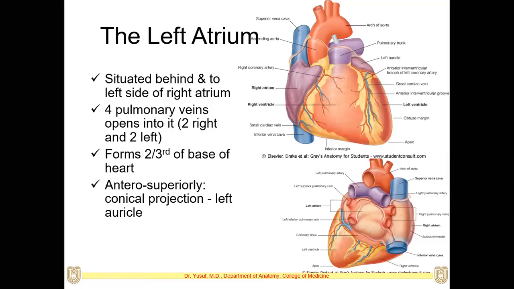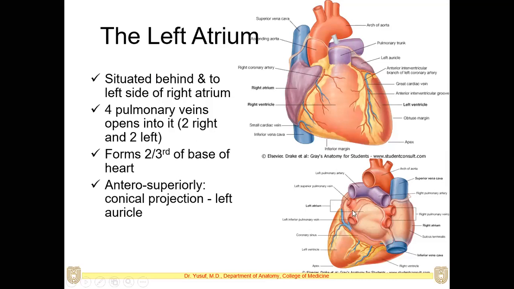Now coming to the left atrium. So here is the left atrium. It is better seen from behind. This is the left atrium, and only a small projection can be seen from the front. This is the left auricle. It is situated behind and to the left of the right atrium, forming the base.